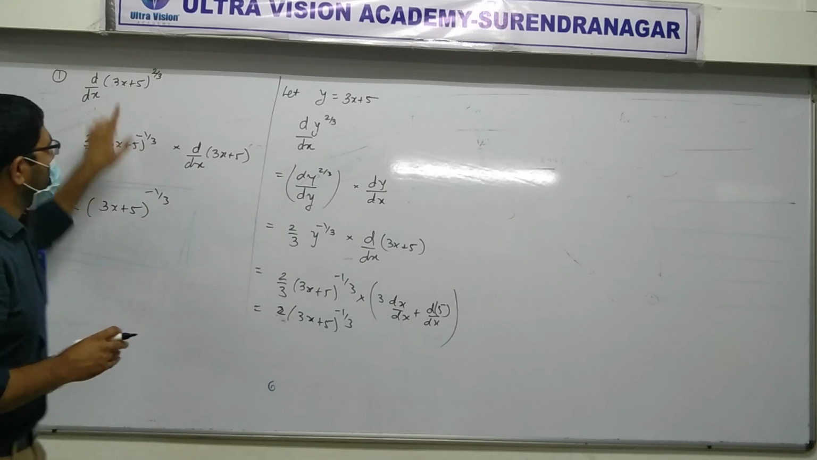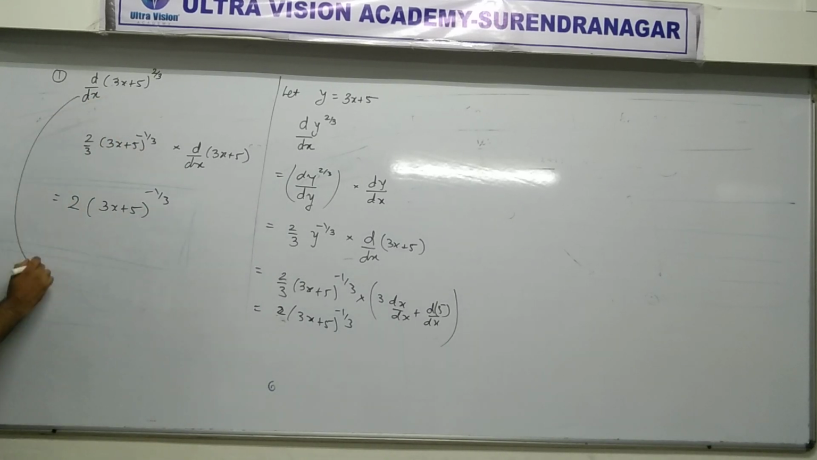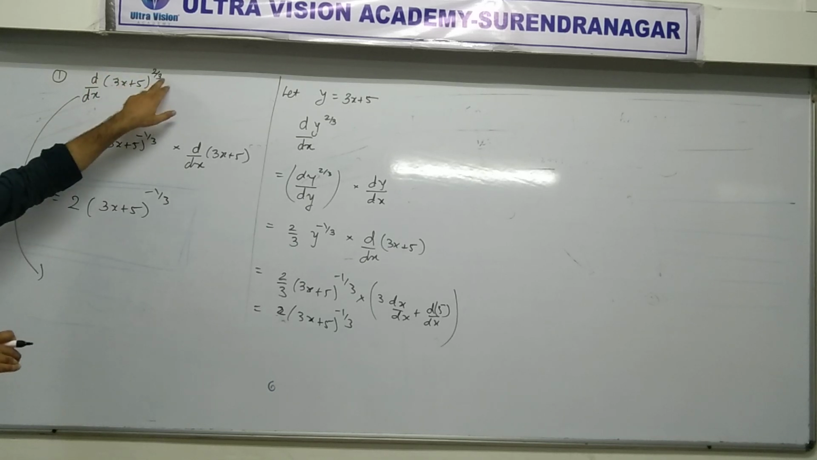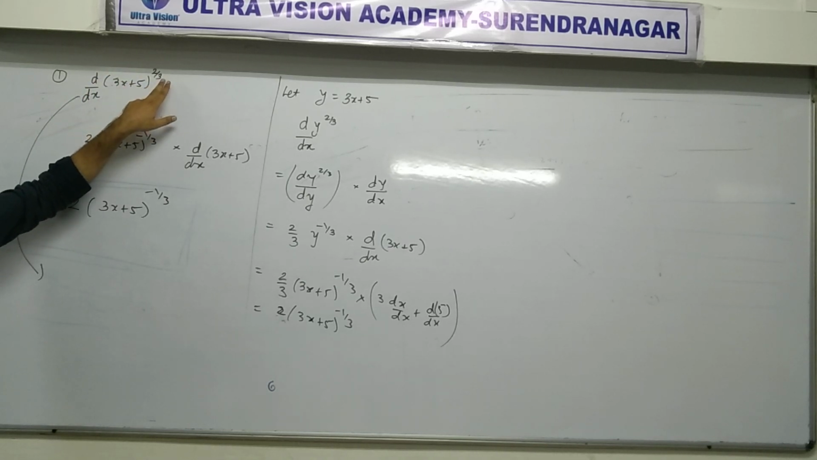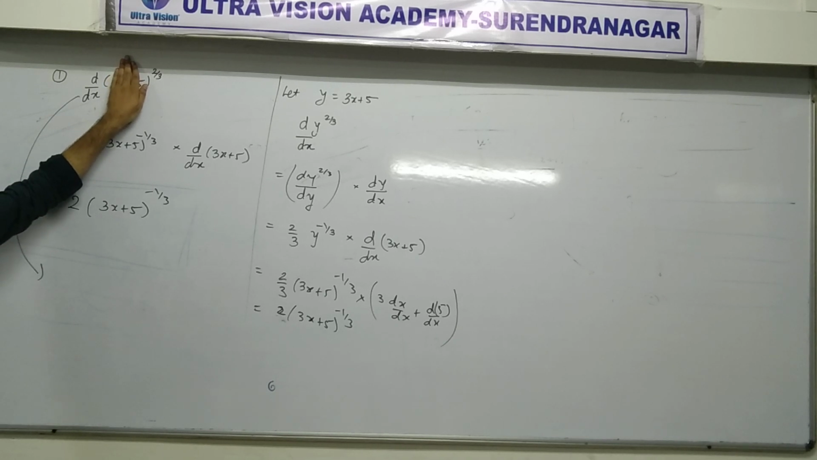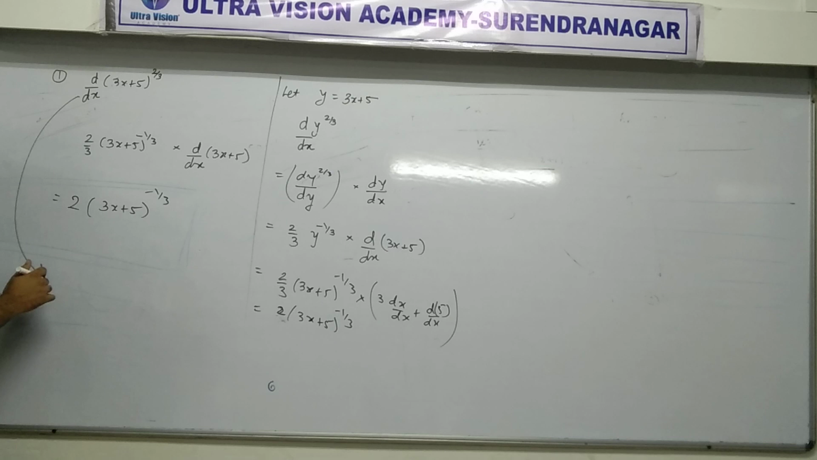How to do it directly? Have a look here. First of all, I'm going to say from the outside, the first thing applied is the power. So this is something raised to 2 by 3. What's the power rule? If you have x raised to n, then its differentiation becomes n times x raised to n minus 1. Is that okay? Yes.